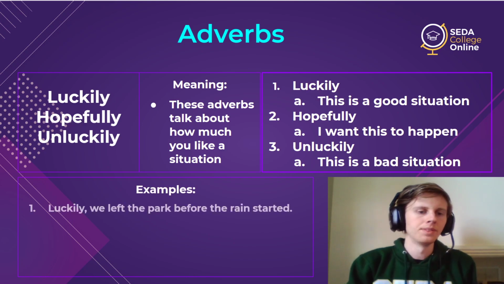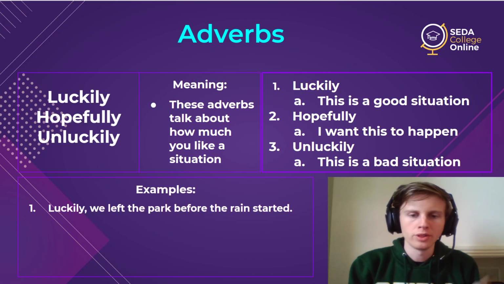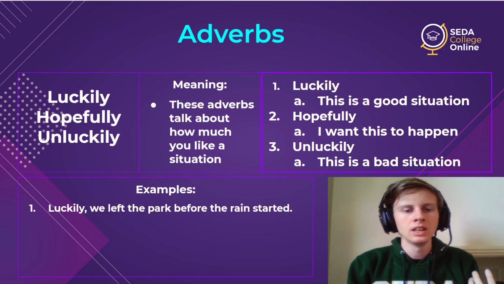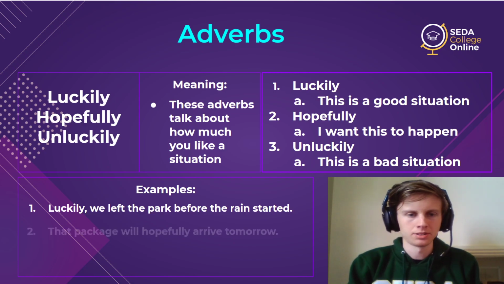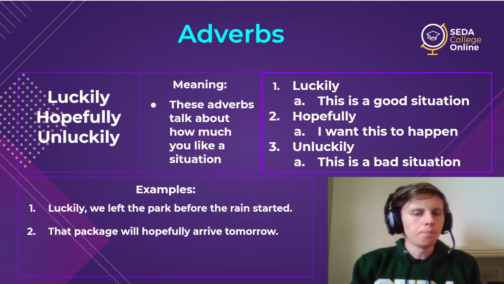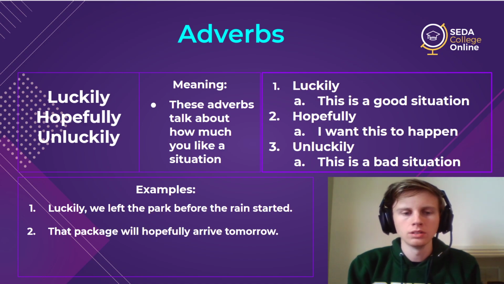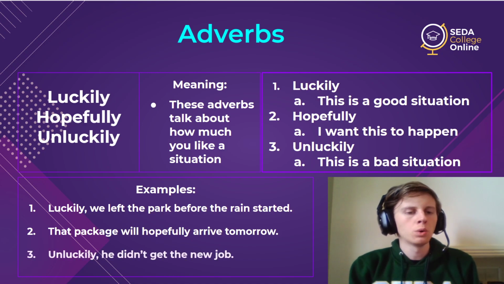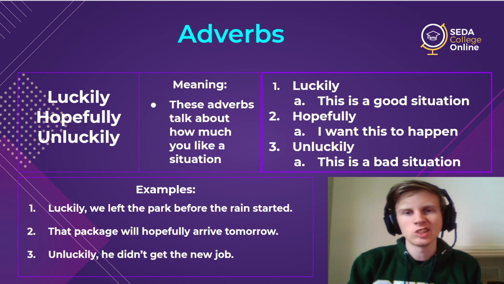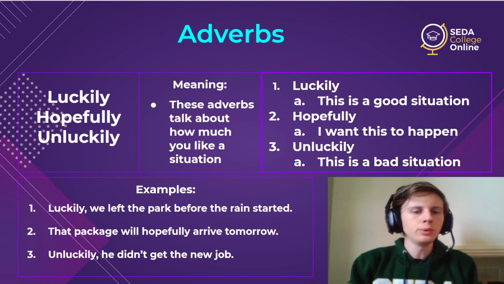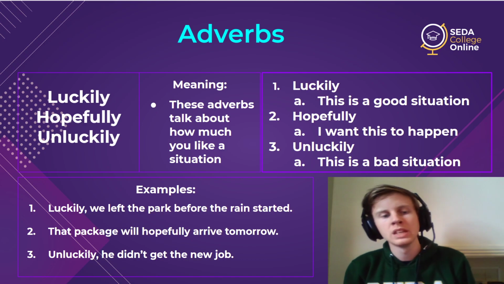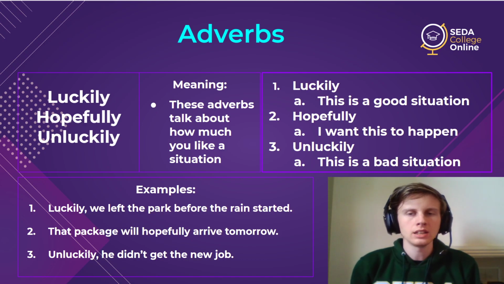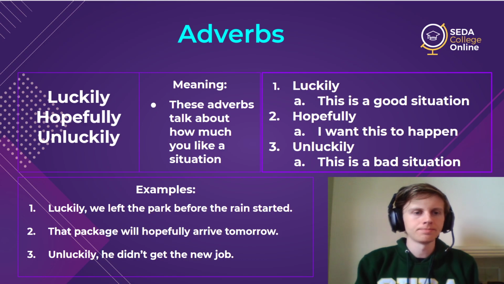So for example, luckily, we left the park before the rain started. Just simple. It was very good that we left the park. Or the package will hopefully arrive tomorrow. So this is to show that I want this to happen tomorrow. I want the package to arrive. Or unluckily, he didn't get the new job. This is a bad situation. So really, luckily and unluckily have the idea that this is not my control, whereas hopefully is what I want to happen in the future.